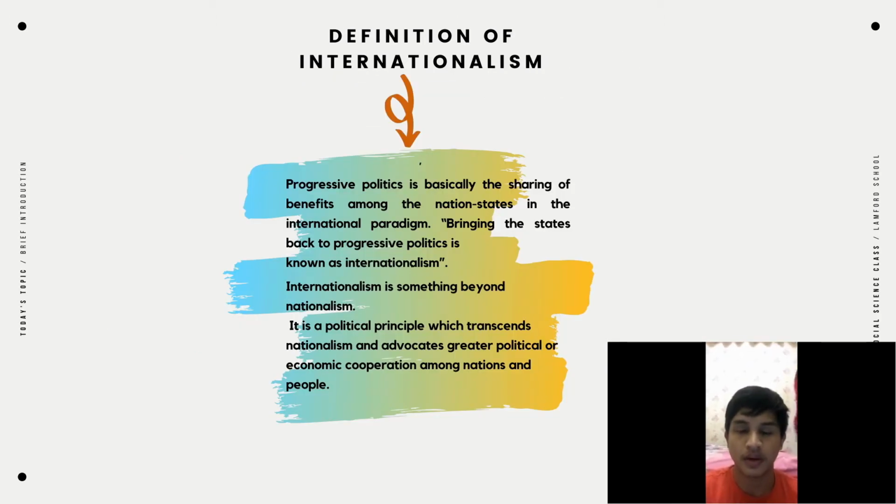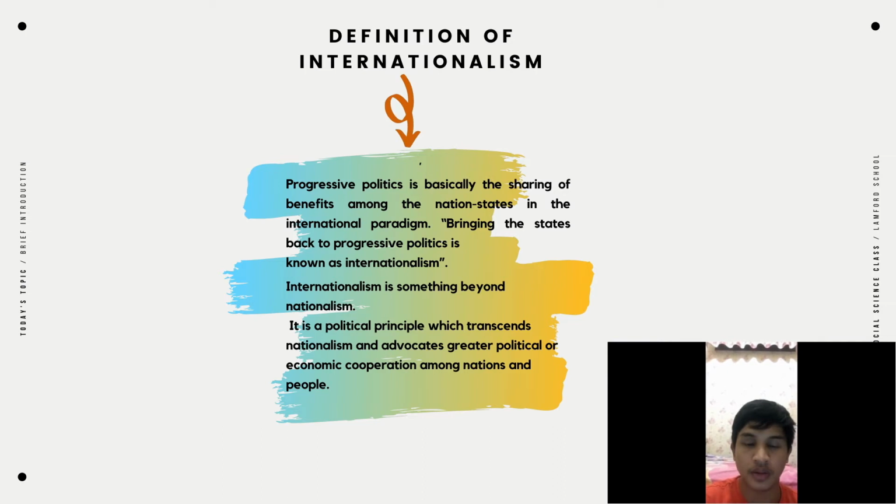And now I'm going to explain the definition of internationalism. So the definition is: progressive politics is basically the sharing of benefits among the nation states in international politics. Bringing the states back to progressive politics is known as internationalism. Internationalism is something beyond nationalism. It is a political principle which transcends nationalism and advocates greater political or economic cooperation among nations and people.